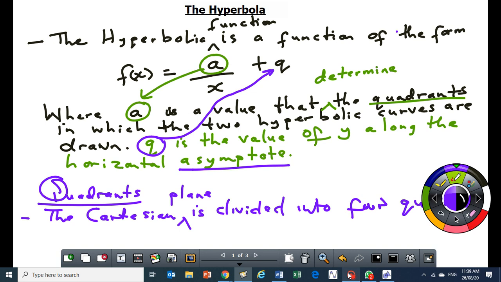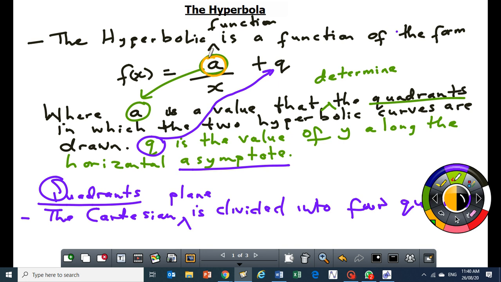The equation of the hyperbolic function is f of x equal to a over x plus q. Now, there are two constants that are very important in the equation. The first one is this a here. That a tells you in which quadrants you are supposed to draw the two curves of the hyperbolic graph. A hyperbolic graph has got two curves.